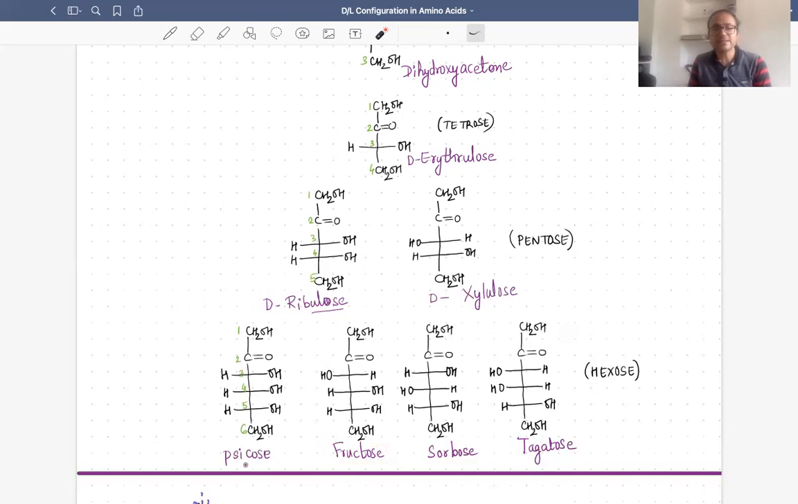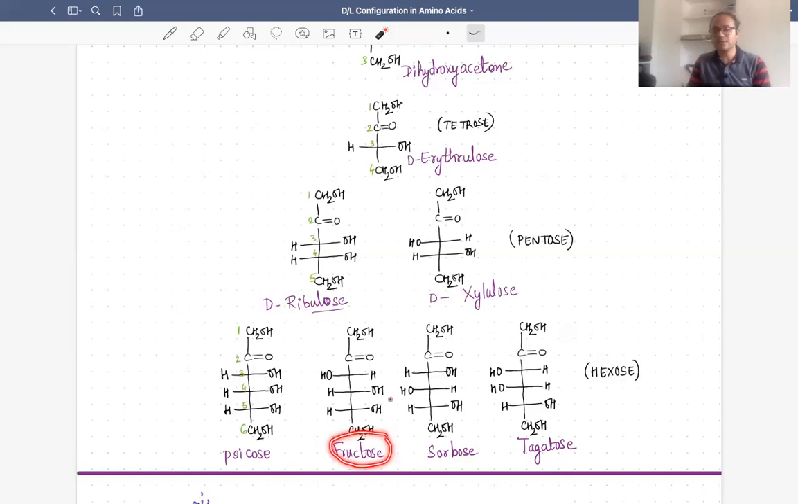Okay, and these psicose, sorbose, and tagatose are not so commonly known, and that's why you might not be able to remember them also. It is fine, but the structure of fructose you should be remembering there.